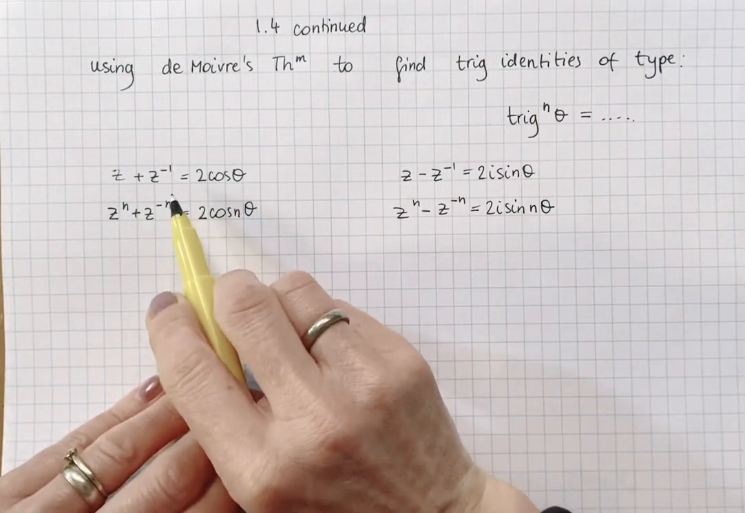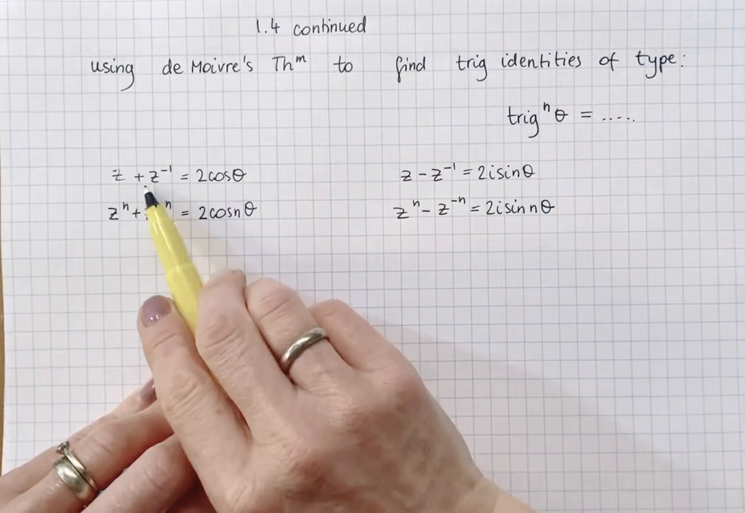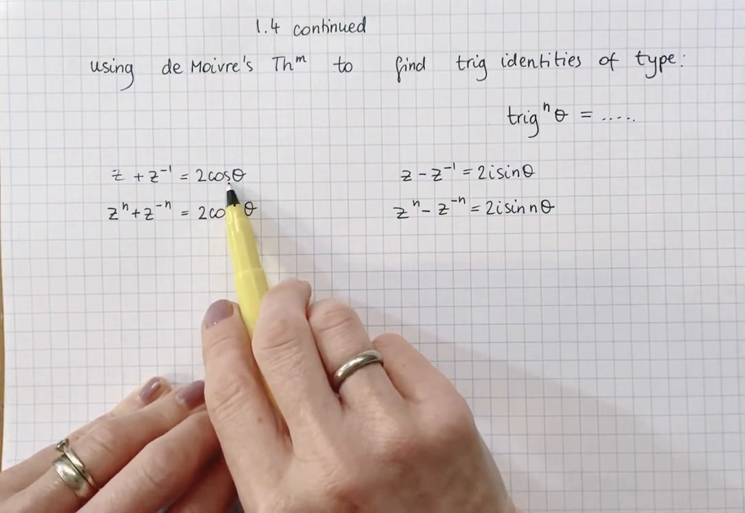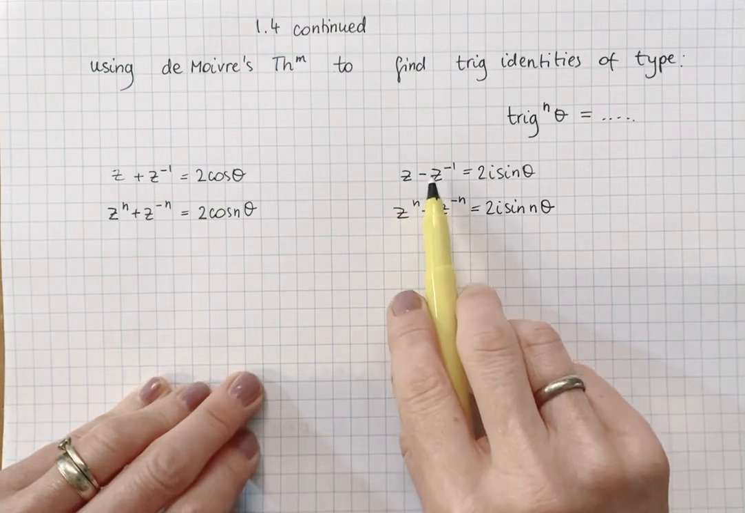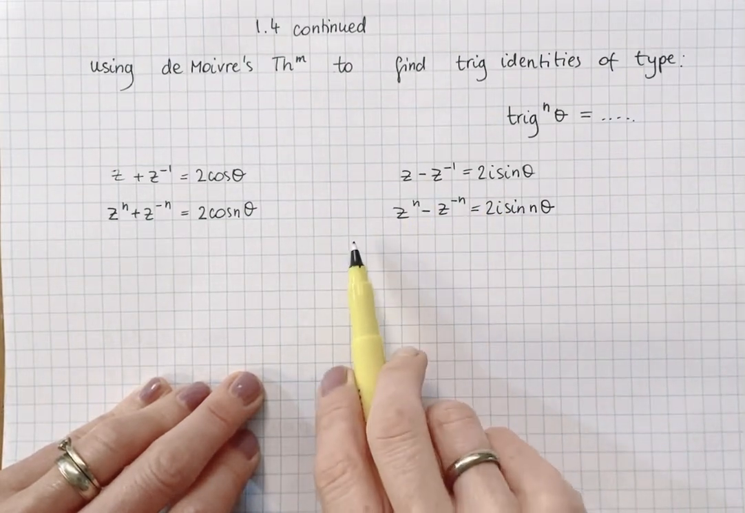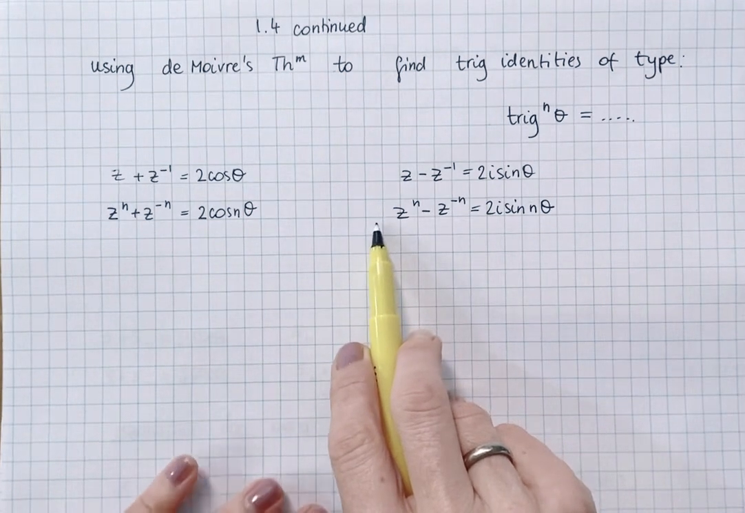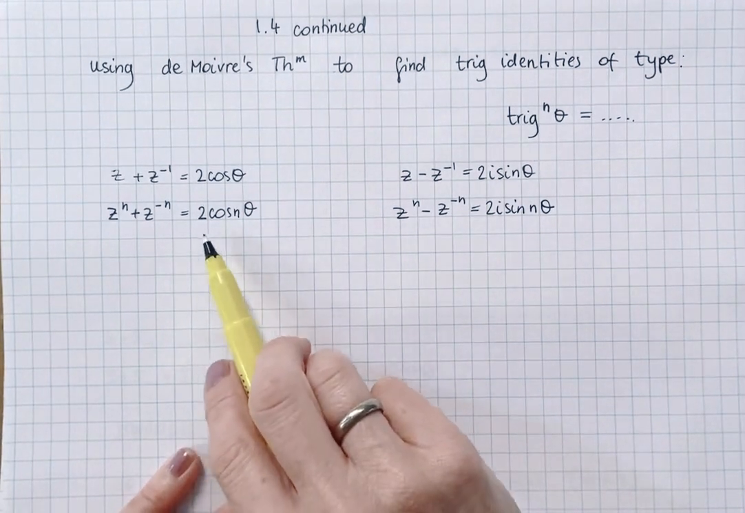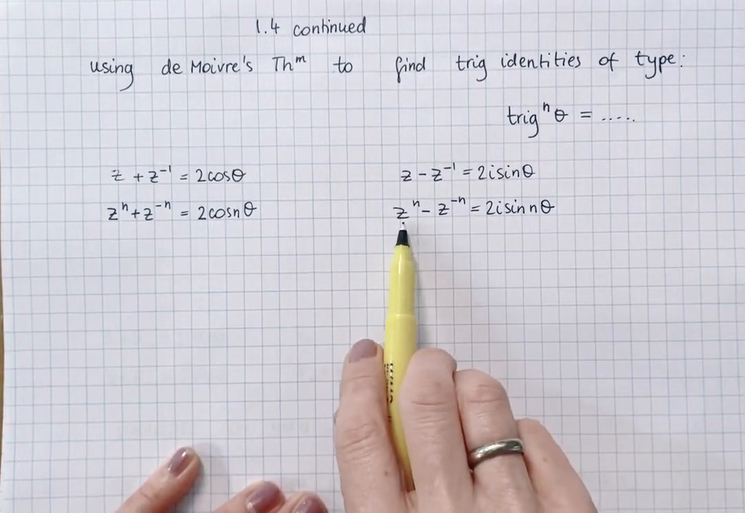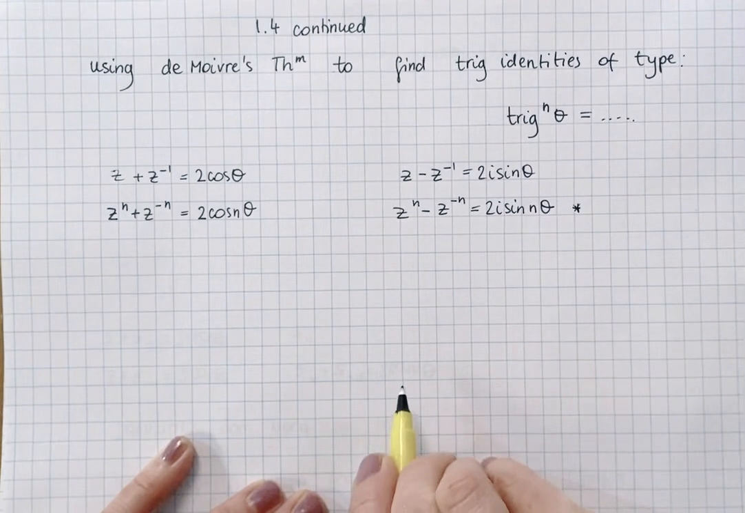Now you have already derived this identity, z plus z to the power of minus 1 is equal to 2 cos theta, in one of the examples before, and z minus z to the power of minus 1 equals 2i sine theta. You also had to do that in one of the questions in exercise 1a or 1b, or 1c, I can't remember. Anyway, I'll just derive this identity for you, so you've got an example of how you could do it.